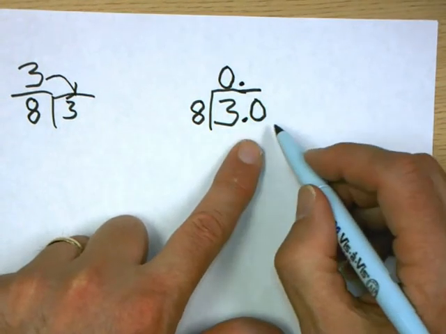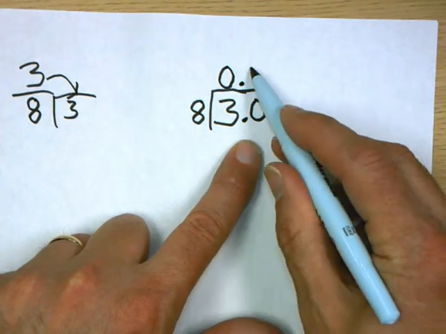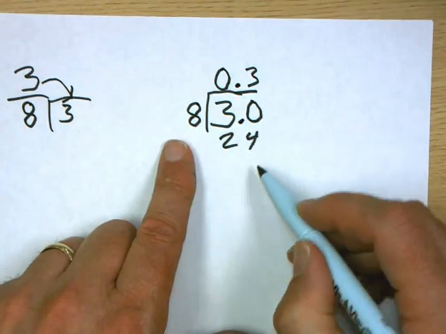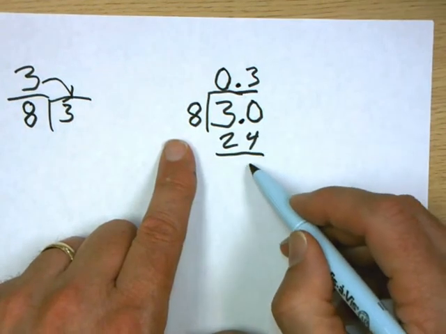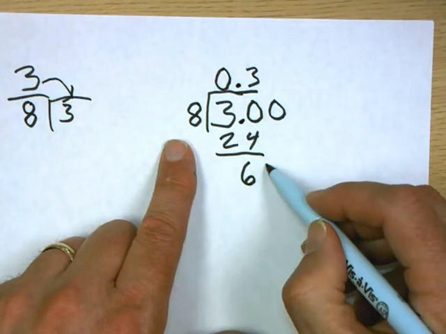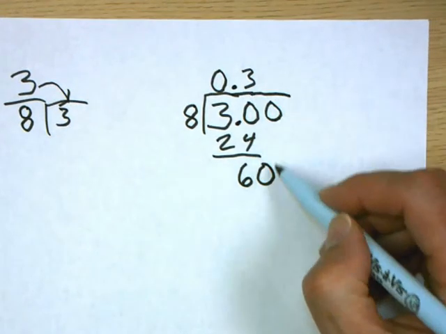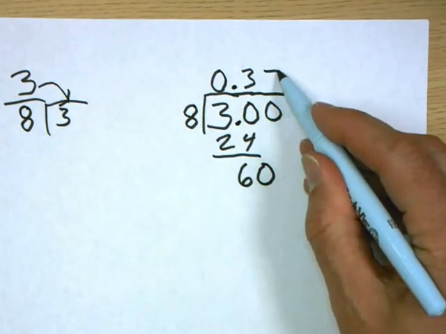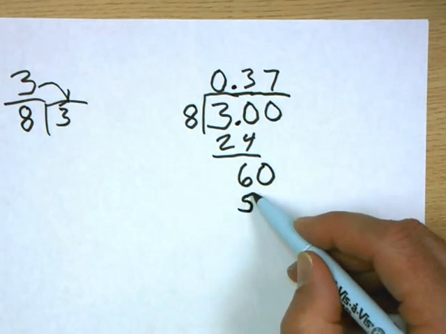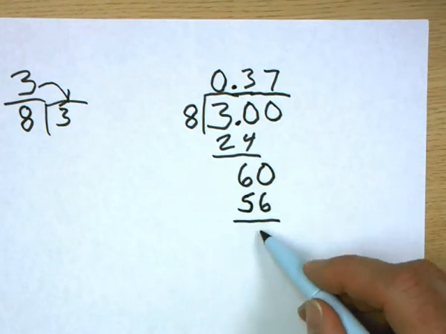Now if I think of this as 30, I know that 30 divided by 8 is 3. 3 times 8 is 24. I'm going to have a remainder of 6. I'll bring this down. Okay. So now 60 divided by 8 is 7. 7 times 8 is 56. And I have a remainder of 4.